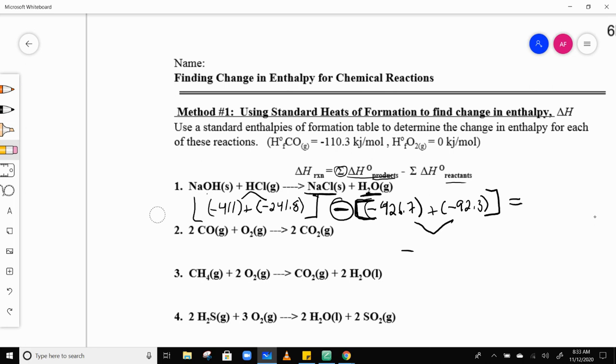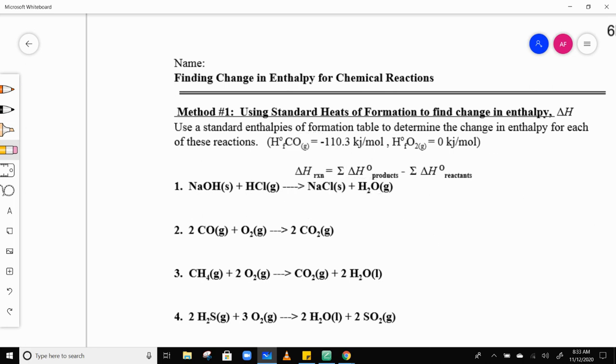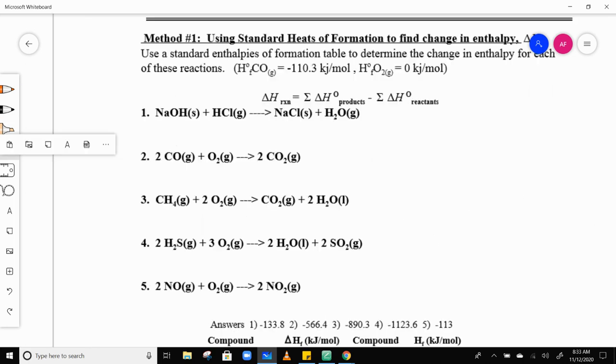Now let's look at the next one. Again, we have a reaction here, and it's going to be products minus reactants. Just be aware this is CO2 and this is CO gas. For CO, I forgot to put it in the chart, so it's up here.